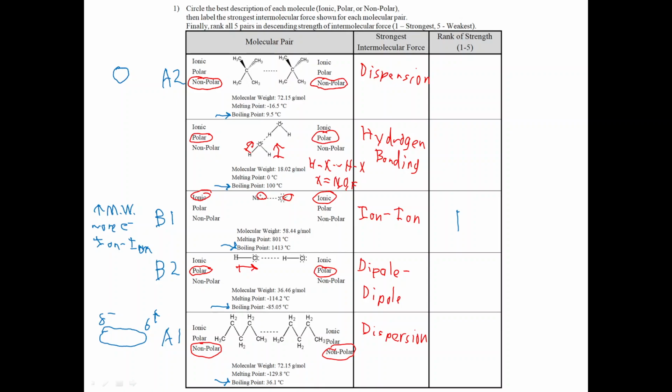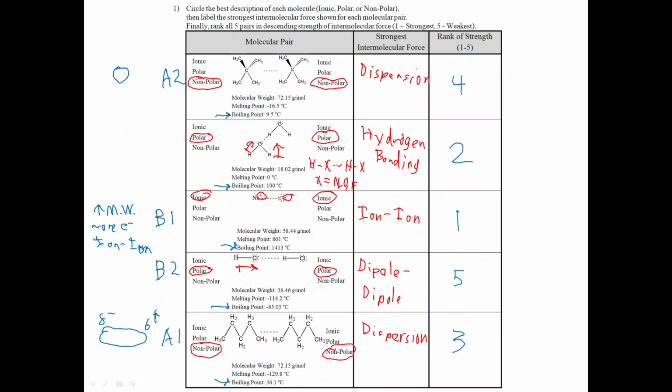Then for the second highest boiling point, we have water at 100. So that's going to be 2. Then the next highest one is pentane here on the bottom. So that's going to be given a 3. And then we have 9.5 degrees Celsius for the top one. This is 2,2-dimethylpropane. And so that's going to have a 4. And then lastly, we have our hydrochloric acid with our weakest intermolecular forces of all of them.